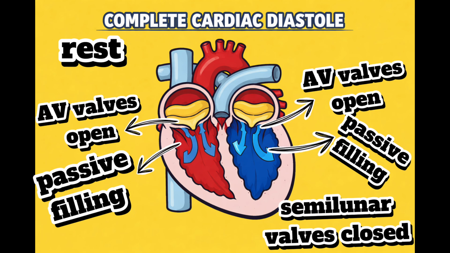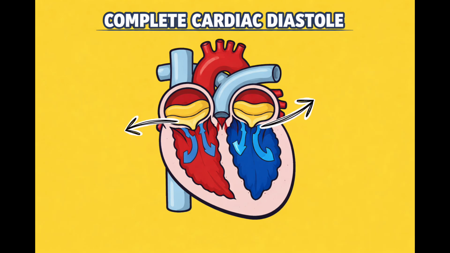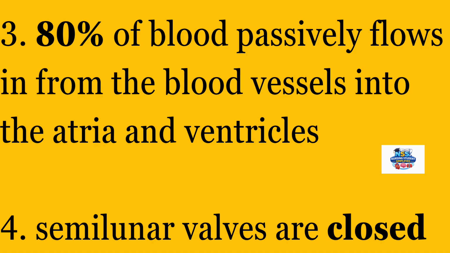Same thing on the left side of the heart. The blood just flows in from the pulmonary vein into the left atrium and into the left ventricle. About 80% of the blood coming back to the heart comes in through this way. They just flow in by themselves. The heart is not doing any work. They just flow in. About 80% of them.